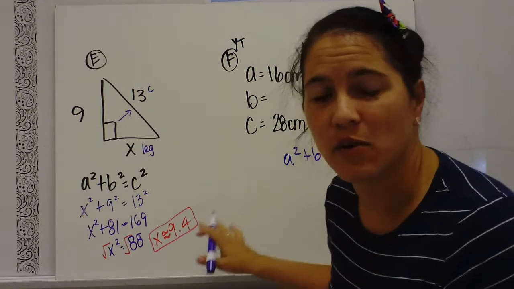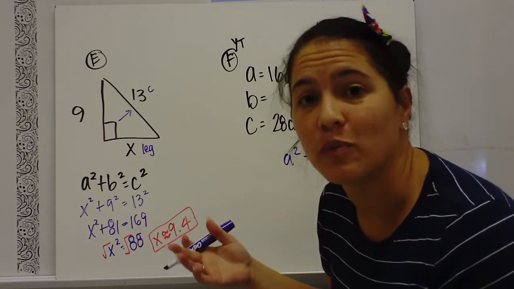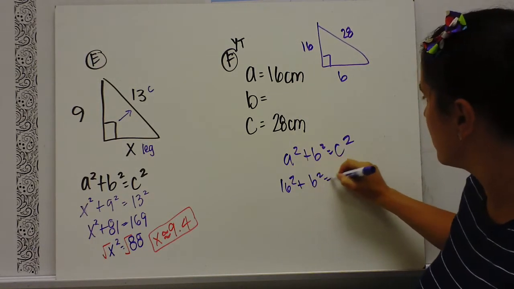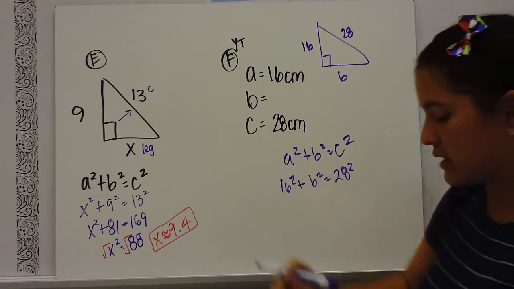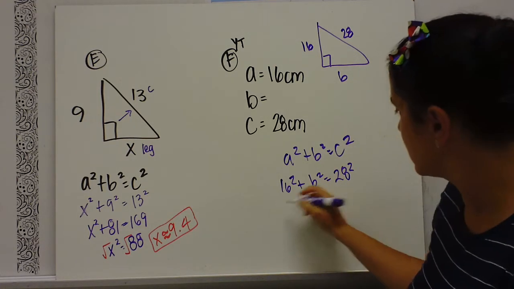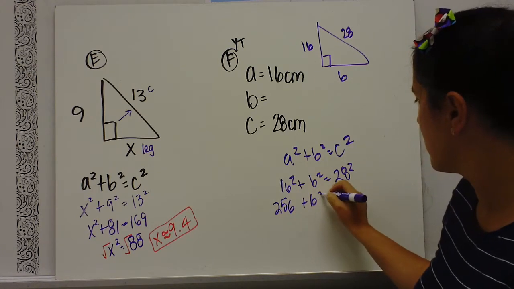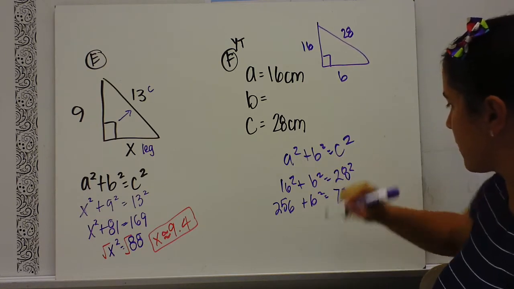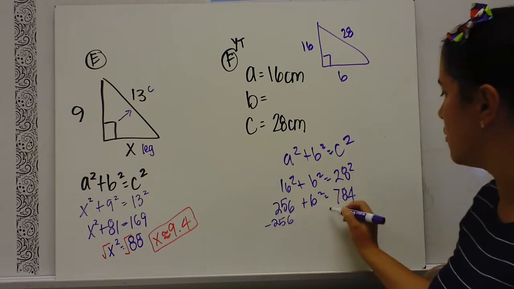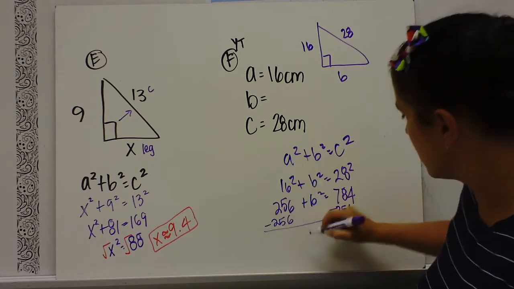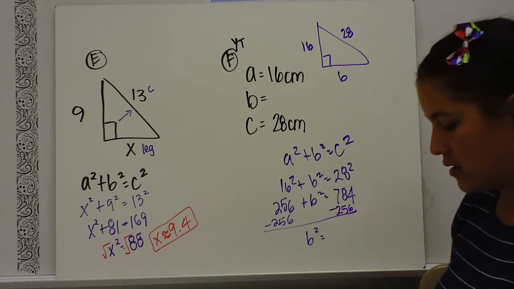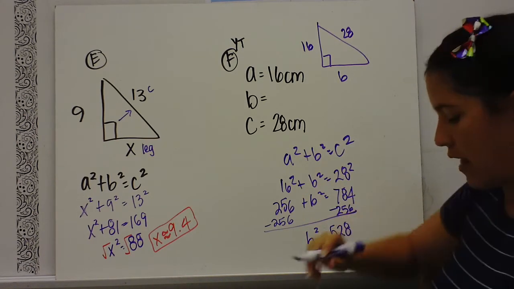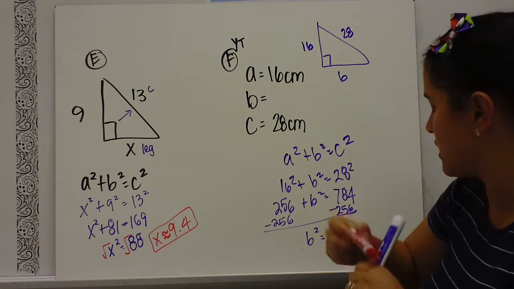Now again, I like to put the missing one first, but in this one I'll show you that you can put it second and you're still going to come out with the same answer. So 16 squared, I think that is 256. 28 squared, I don't know. 784. When you get to this, we're going to subtract 256 from both sides. Then, final step is we're going to take the square root.